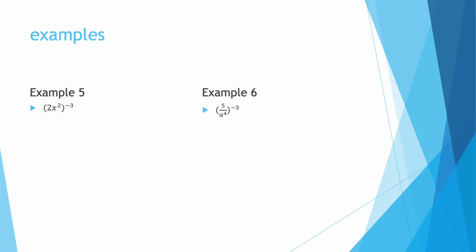For this one here, we've got negative indices. For negative indices, it's better to change them to positive first, then simplify. So again, to take it to positive, you take the reciprocal of that. So I will do 1 over 2x to the power of 2, all to the power of 3. And now I can solve it properly. So 1 over 2 to the power of 3 is 8, and 2 times 3 is 6, so 8 to the power of x to the power of 6. So that's the answer.